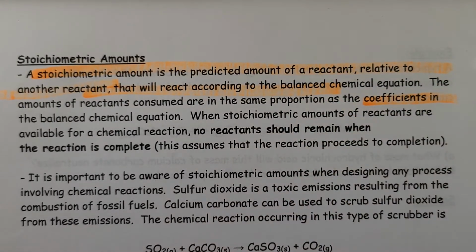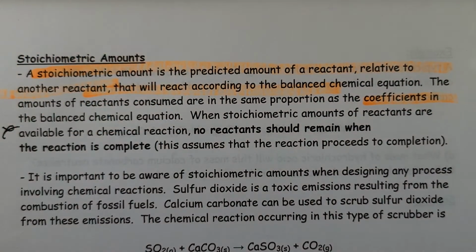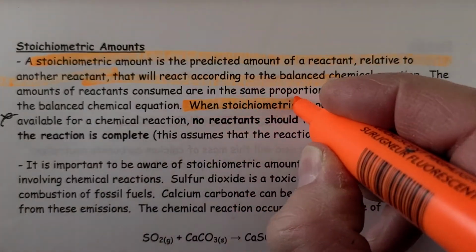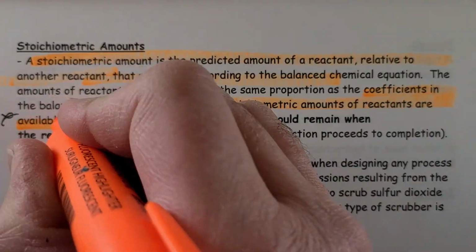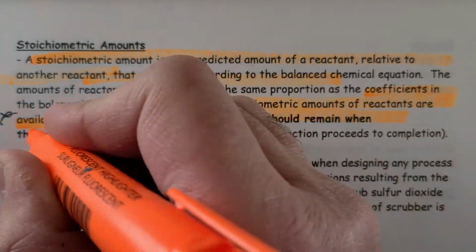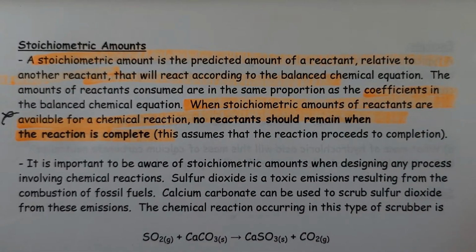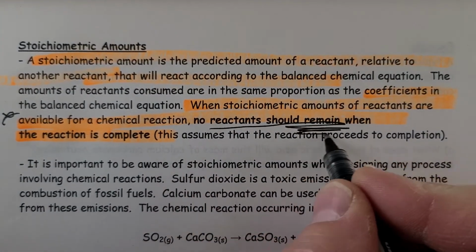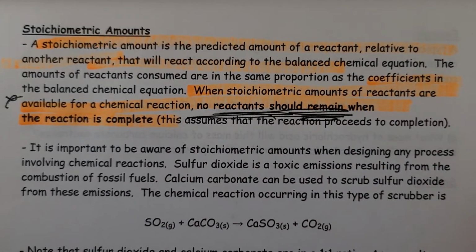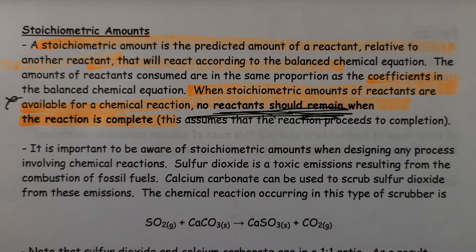Now, a key thing to note here, it's likely worth a star. When stoichiometric amounts of reactants are available, no reactants should remain left over. No reactants should remain. So that's the key point there. Things are completely used up. And of course, in real life, that does not happen.